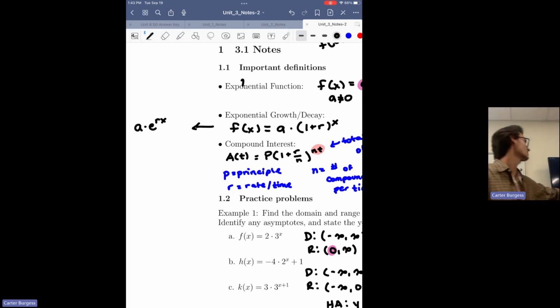This is just our continuous model for exponential growth or decay. It's the exact same thing, right? In the same idea that the compound interest formula is just one application of our exponential growth or decay model, this is just one application of our continuous exponential growth or continuous exponential decay.